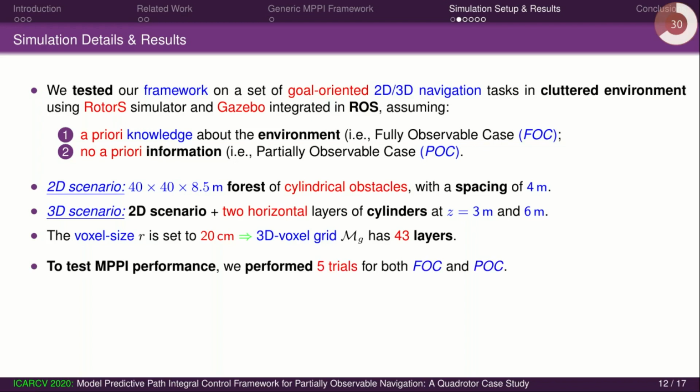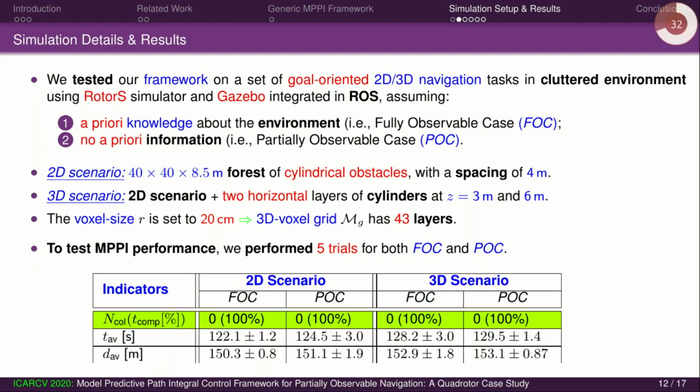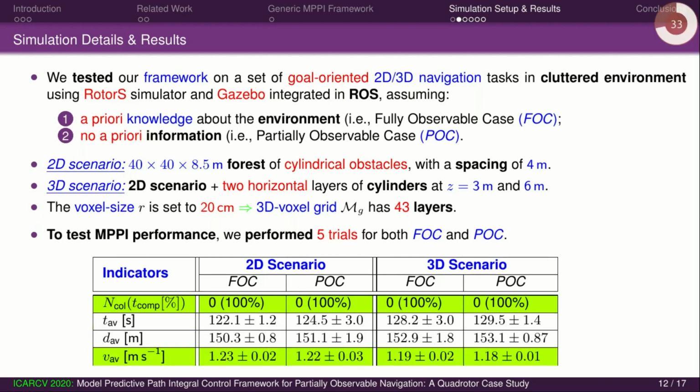So to test the overall performance of our controller, we perform 5 trials for both cases. The results over these trials are given in this table. Here we use a number of indicators to measure the performance of our controller. The first one indicates the number of collisions and the task completion percentage, while the second and the third one refer to the average flying time and the distance, while the fourth one refers to the average flying speed.